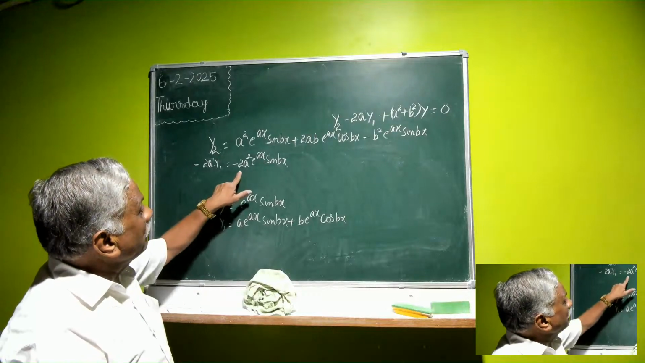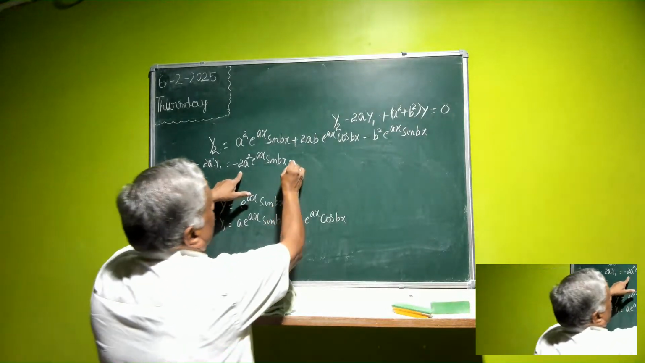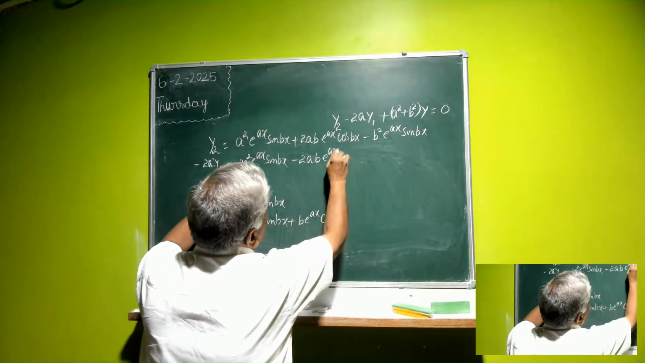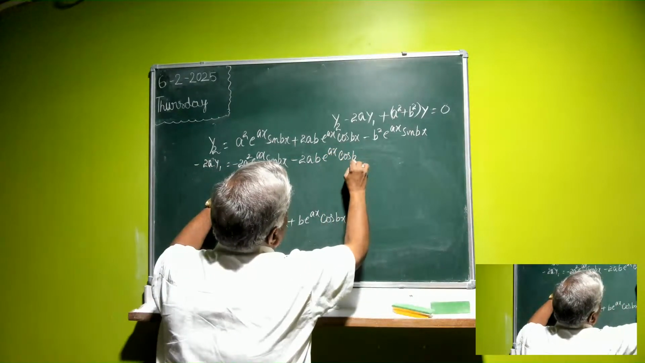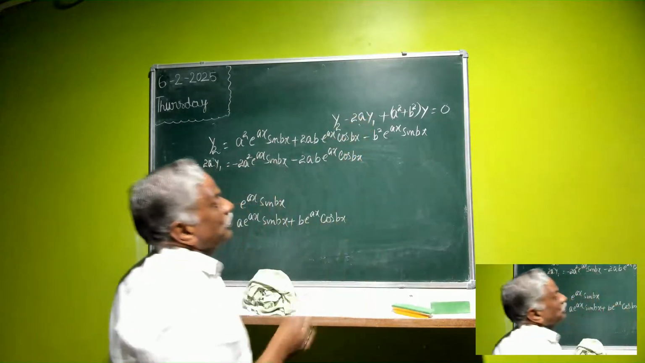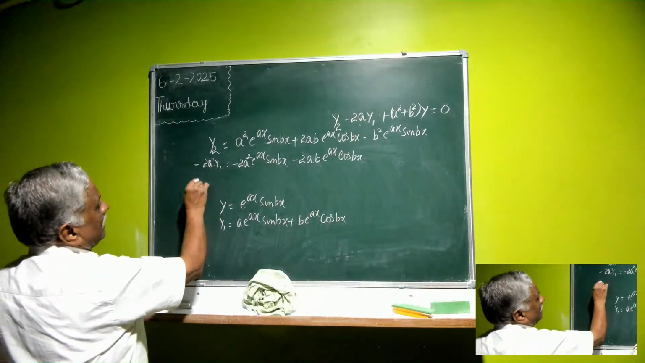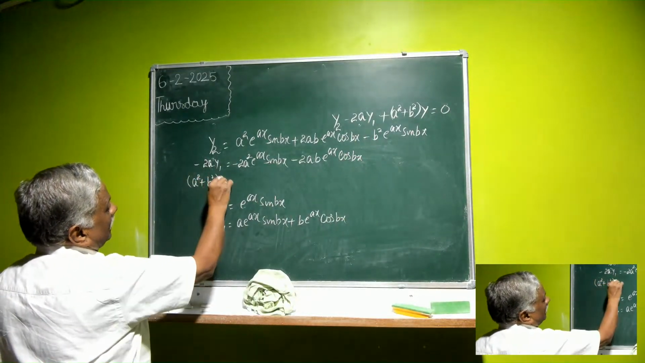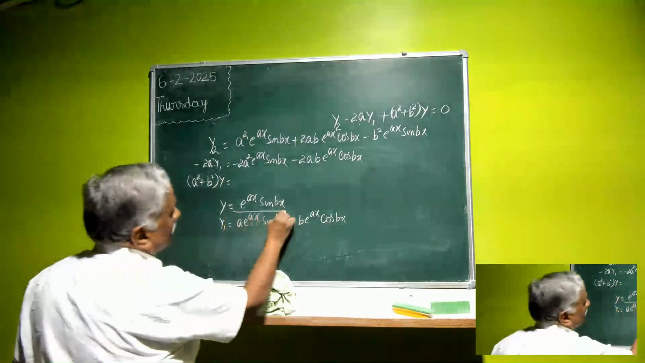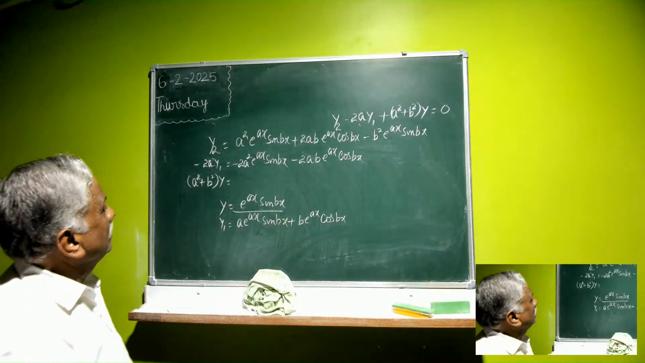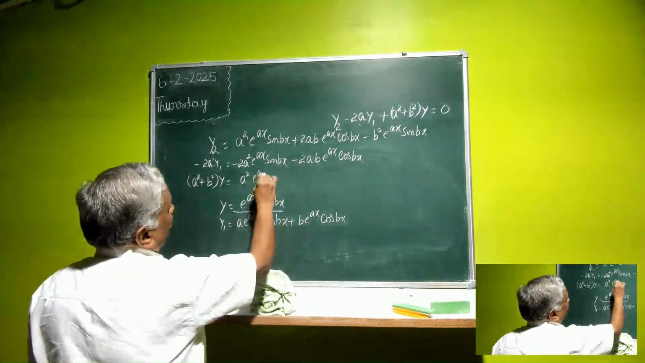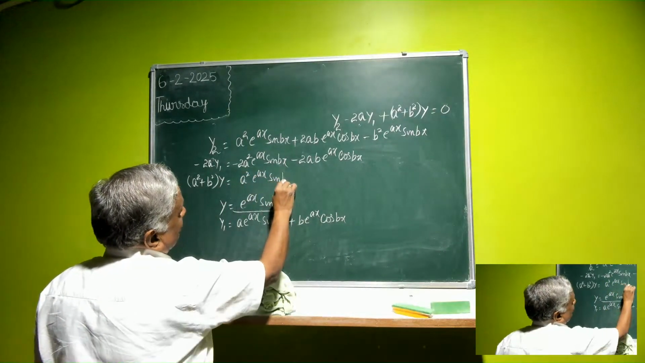So 2a into 8 minus 2a square minus 2ab e power x cos bx. Please make a correction, it is 2a. Now I have to multiply a square plus b square into y. So this is y. I have to multiply by a square. I get a square e power ax sin bx.